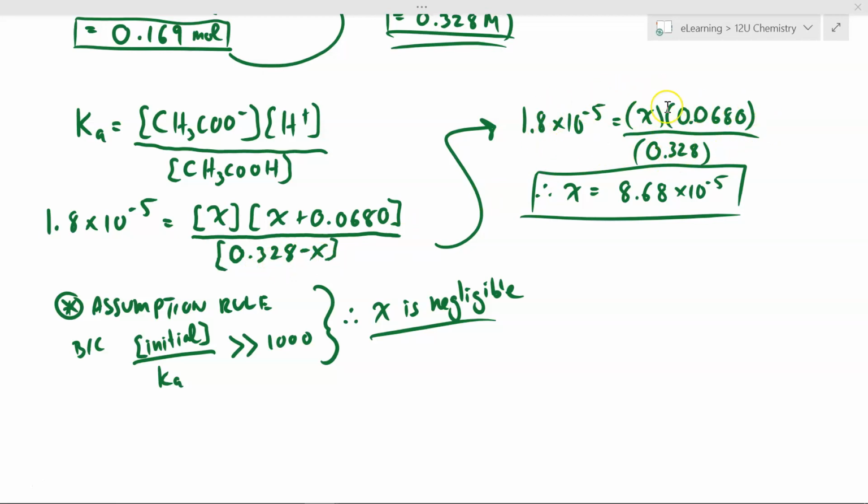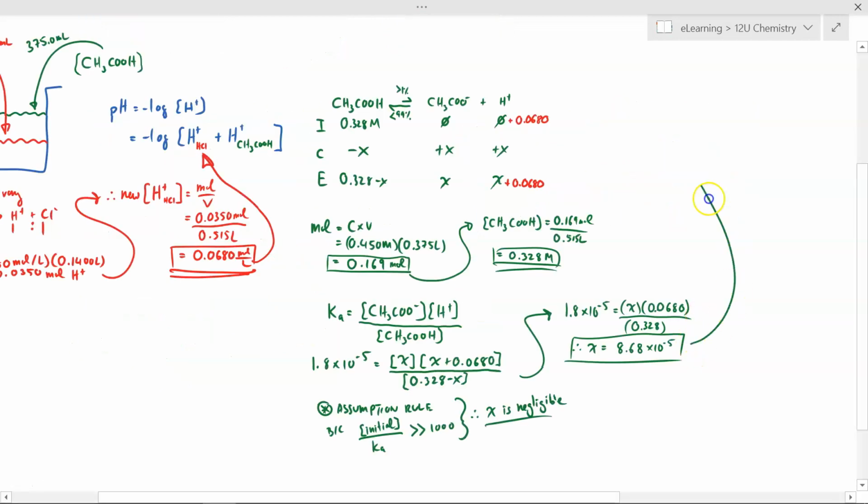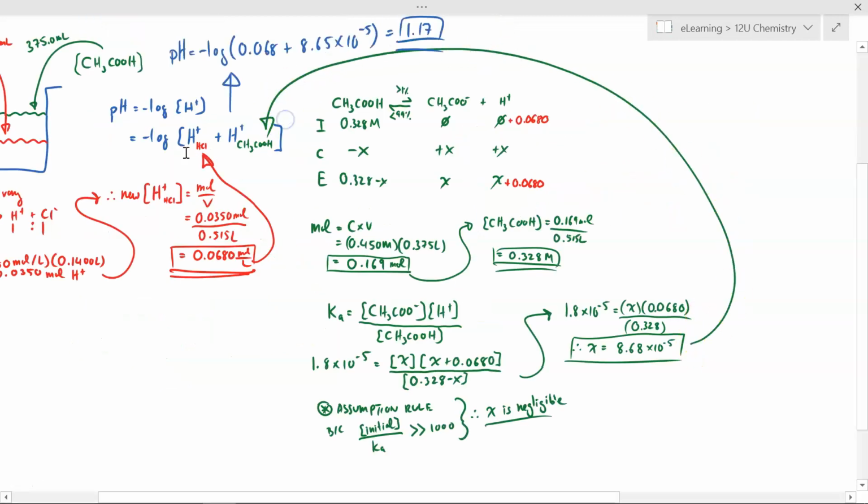Once I simplify this entire expression and solve, x is now equal to 8.68 times 10 to the power negative 5. Alright, so I'm going to take this x value and push it in here. Then adding up the concentrations of H plus from the HCl and H plus from the CH3COOH gives me a 1.17 as my final pH value.